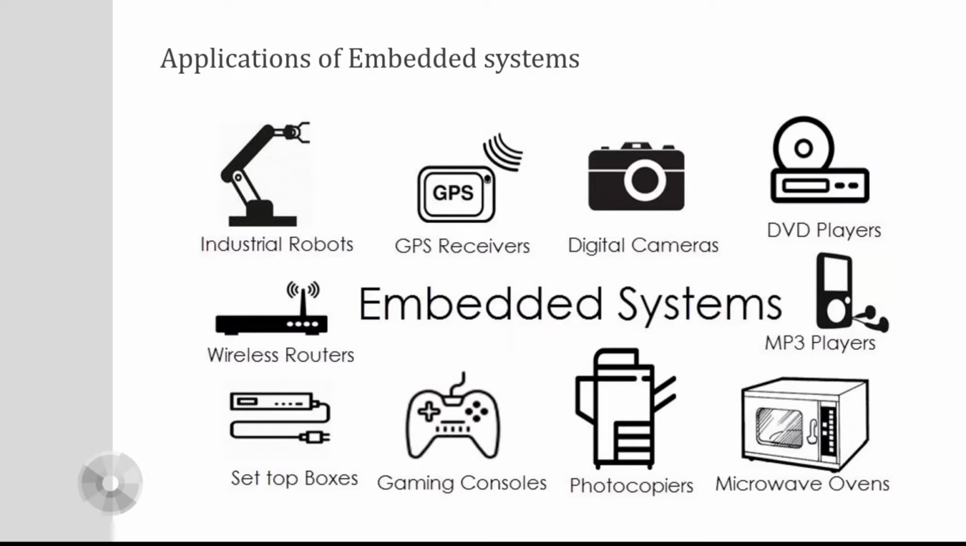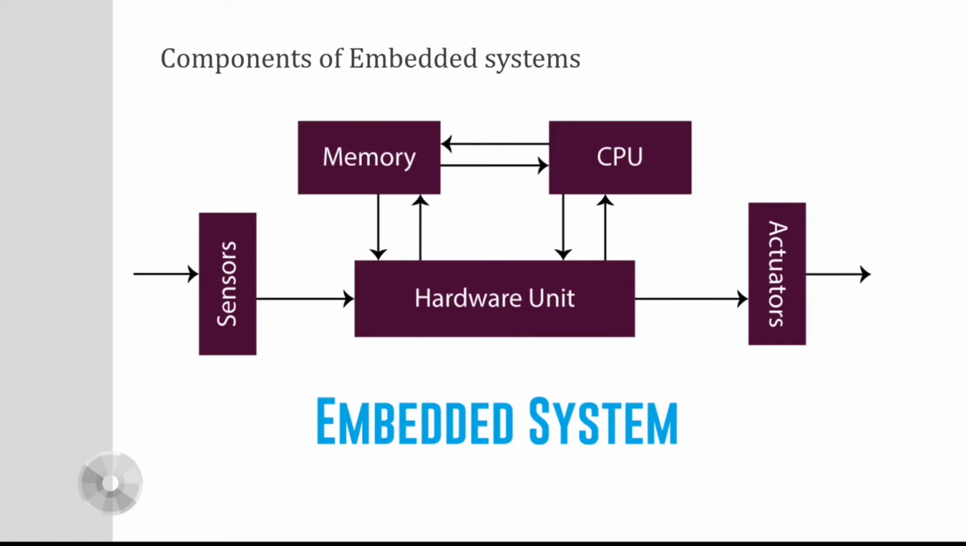These are some of the applications of embedded systems, like industrial robots, GPS receivers, digital cameras, microwave ovens, and many more, like games. These are the components of an embedded system. Here we have sensors that sense the inputs from the outside world. They may be analog sensors or digital sensors, and they transmit the data to the hardware unit.